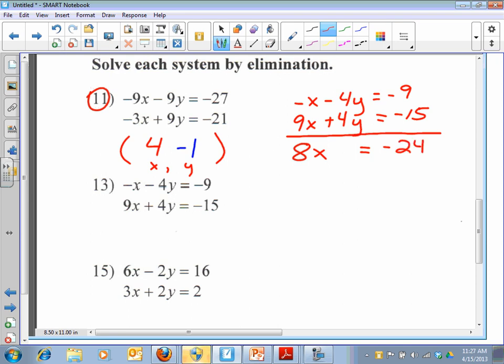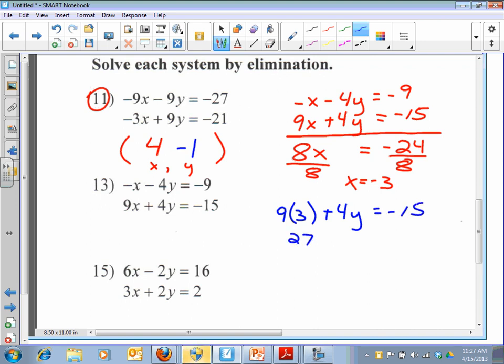If I continue to solve for x, I divide by 8, divide by 8, I get x equals a negative 3. And now I need to substitute that x into one of the original equations. And I'm going to pick the bottom one. And here I have 9 times 3 plus 4y. All of this equals a negative 15. And now I'm going to solve for y. I get 27 plus 4y. All of this equals a negative 15.